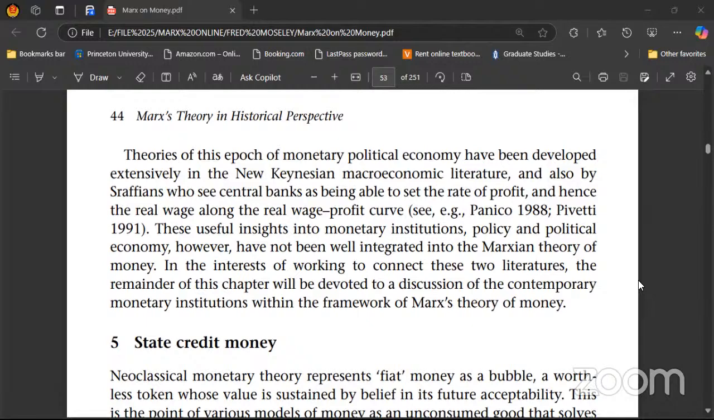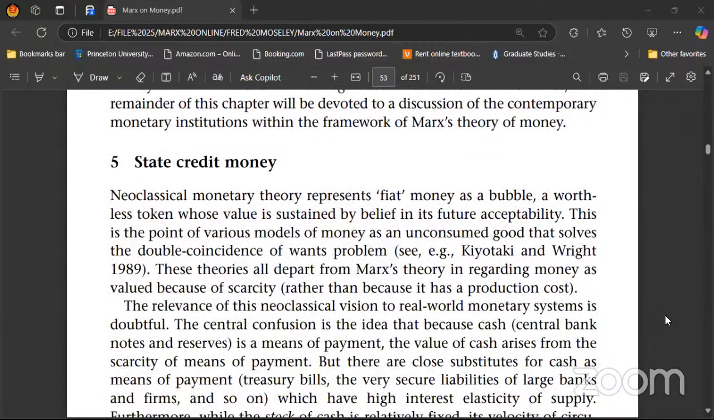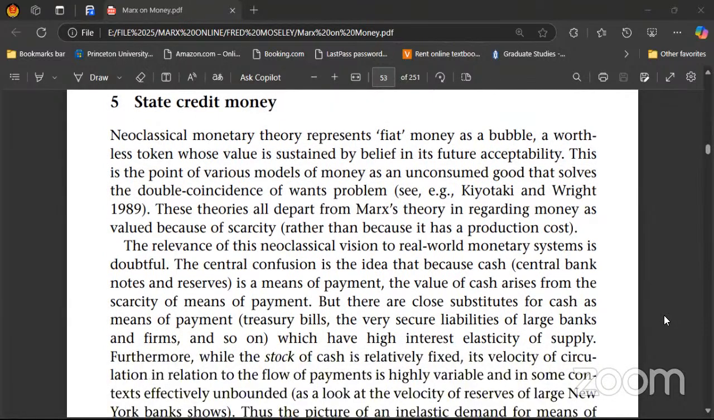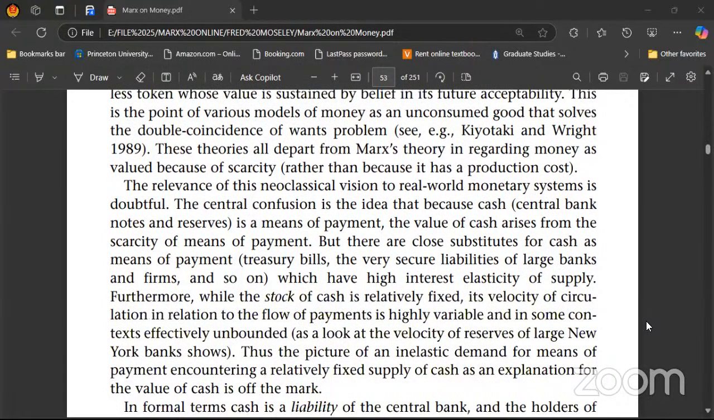State credit money, number 5. Neoclassical monetary theory represents fiat money as a bubble, a worthless token whose value is sustained by belief in its future acceptability. This is the point of various models of money as an unconsumed good that solves the double coincidence of wants problem. These theories all depart from Marx's theory in regarding money as valued because of scarcity rather than because it's actually a production cost. The relevance of this neoclassical vision to real-world monetary systems is doubtful.